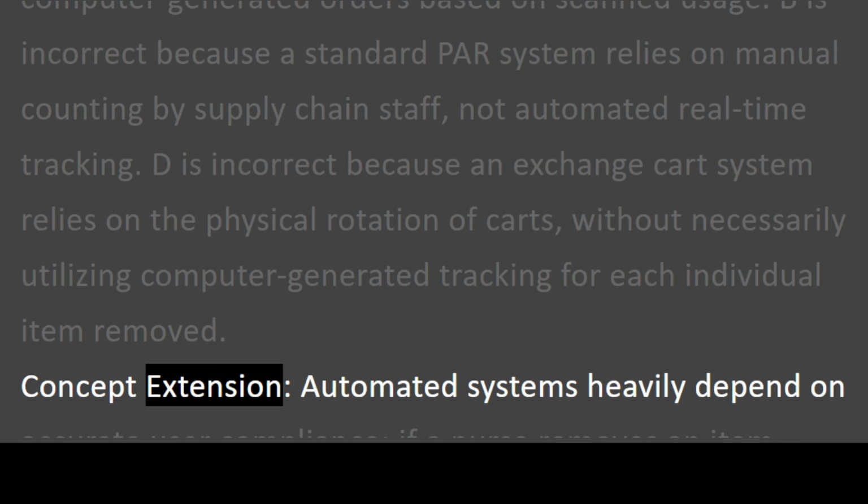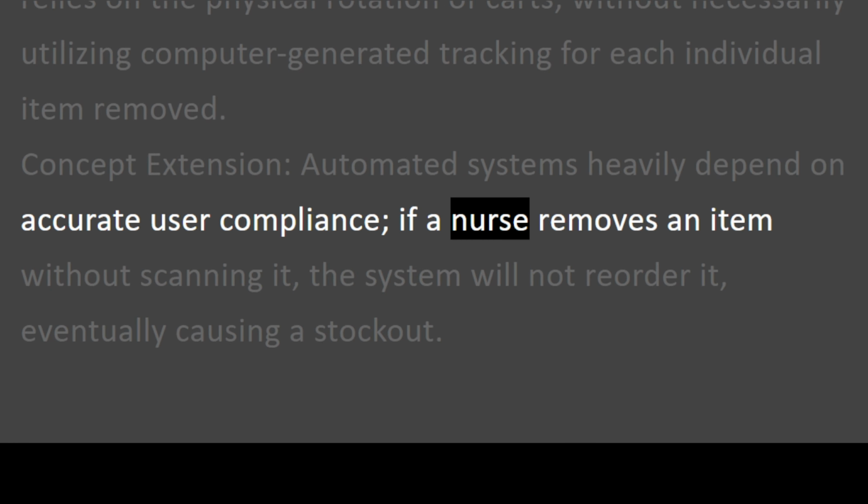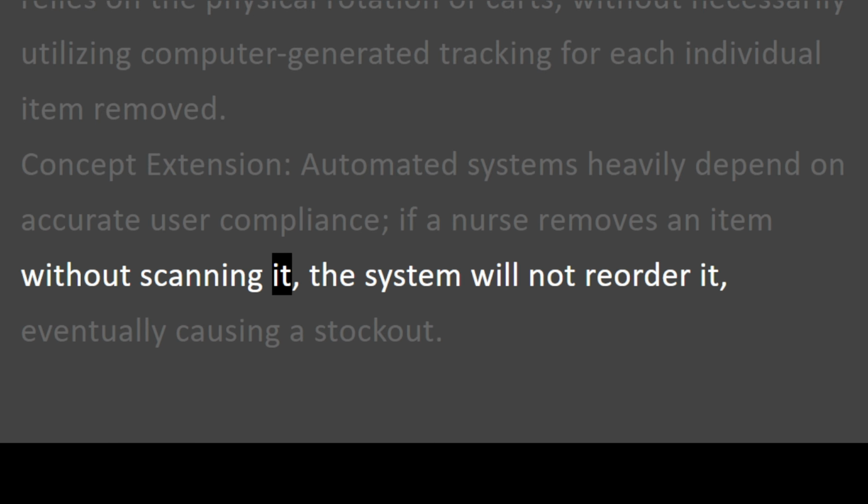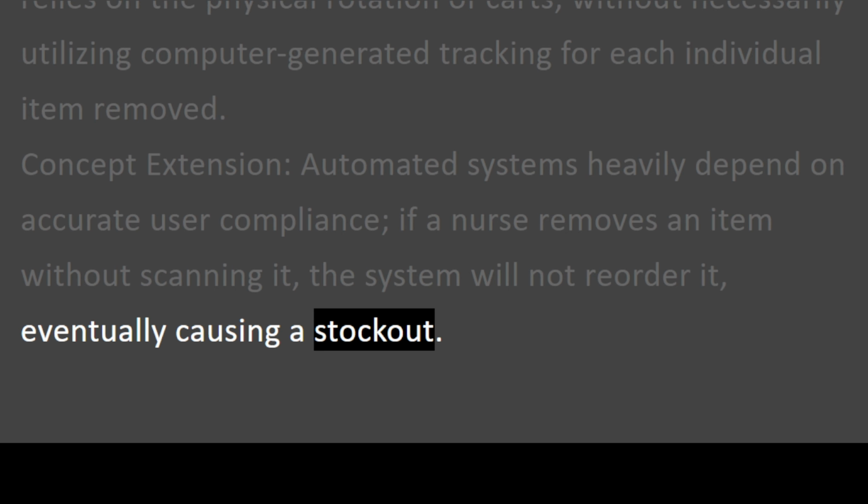Concept extension. Automated systems heavily depend on accurate user compliance. If a nurse removes an item without scanning it, the system will not reorder it, eventually causing a stockout.